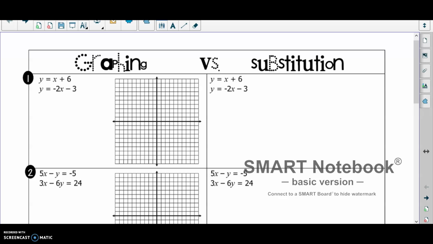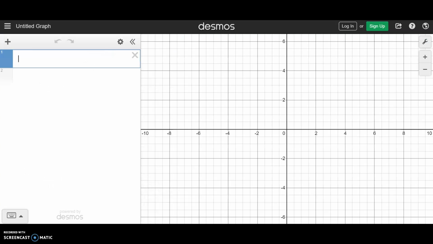So first things first with graphing, the easiest thing is just to use Desmos. We're just going to plug it into Desmos, then we're going to solve it, okay? So let's do that. The first one is y equals x plus 6. So we'll go to Desmos, and we'll type in y equals x plus 6.